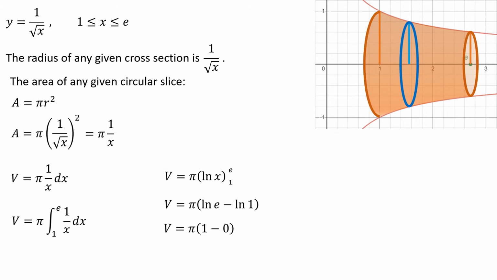Right? e to the first power gets me e. Natural log of 1 is just 0. Right? e to the 0 power gets me 1. Hey, I just got pi times 1. I just got pi.